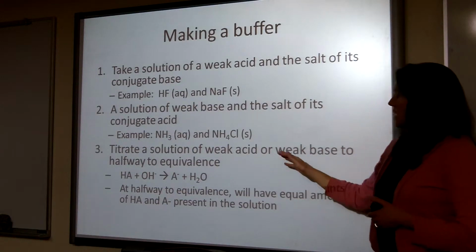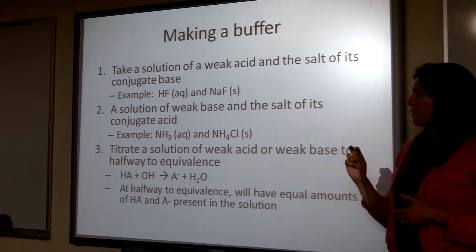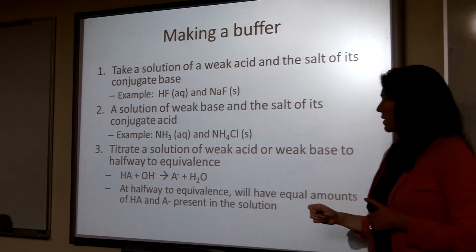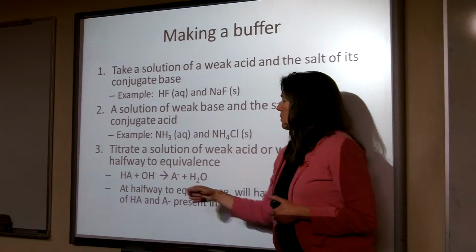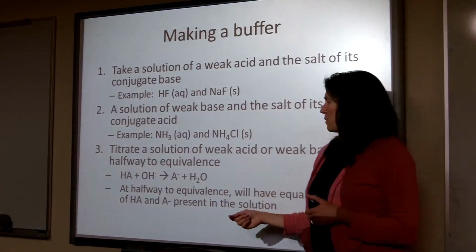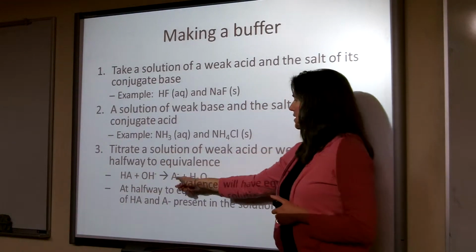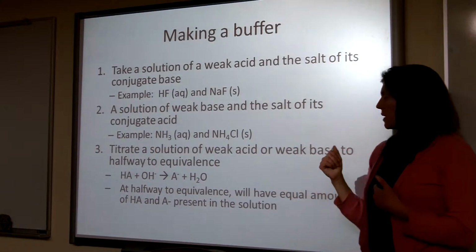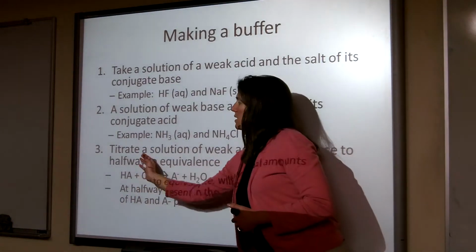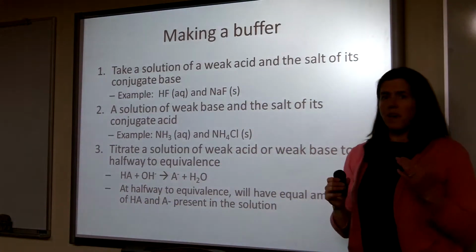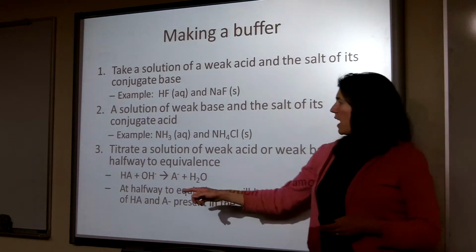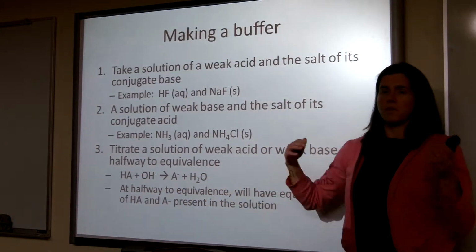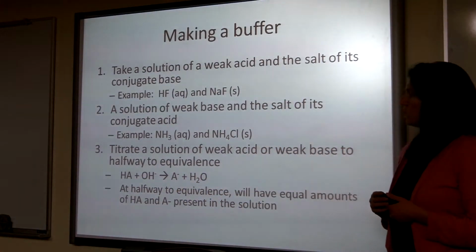Or you could also do a titration and stop before you reach equivalence. So what happens during a titration, let's say you start with a weak acid and you're adding a strong base to it. During that process, some of your weak acid will turn into the conjugate base. And equivalence is when all of this will have reacted. So if you stop some point before that, you're still going to have some excess HA, and you will have made some A minus. So you're going to have both the weak acid and its conjugate base present, so you will have a buffer.